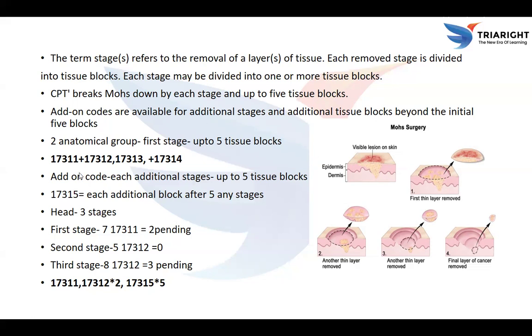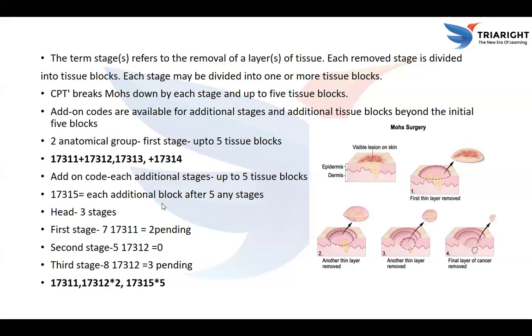How do CPT codes work for Mohs microscopic surgery? CPT codes for Mohs are based upon the anatomic location, the stage number, as well as the number of tissue blocks. The CPT codes used for the first stage depend upon the body area, like anatomic groups: head, neck, hands, feet, genitalia, and also trunk, arms and legs. For the first stage you assign 17311 for up to 5 blocks, and 17312 for the first stage up to 5 blocks on the trunk, arms and legs.